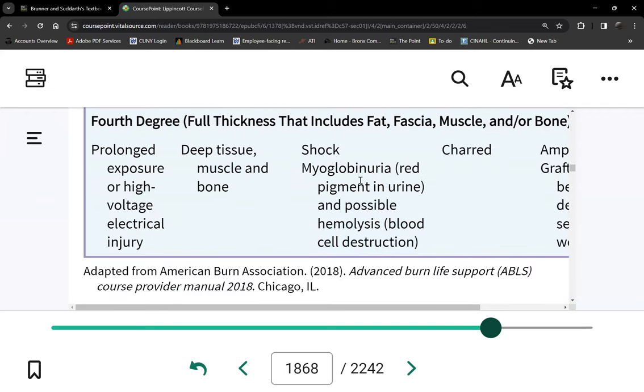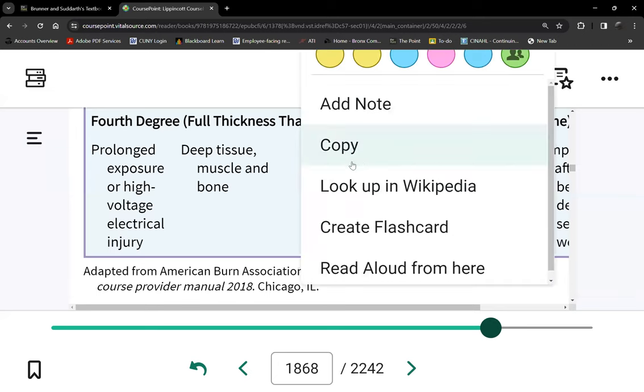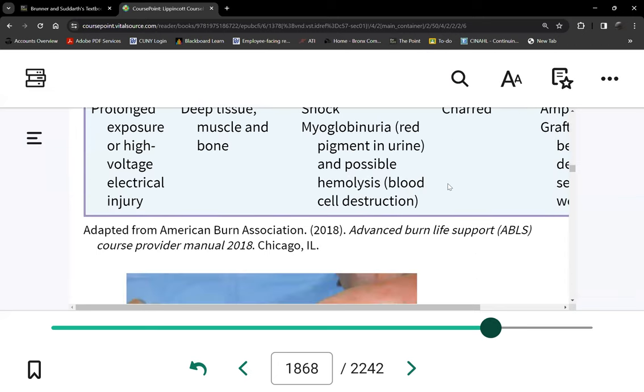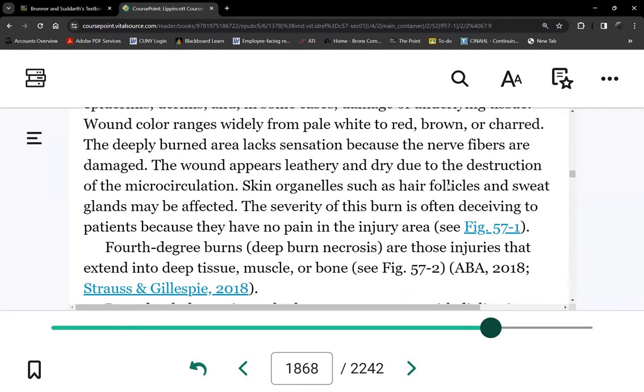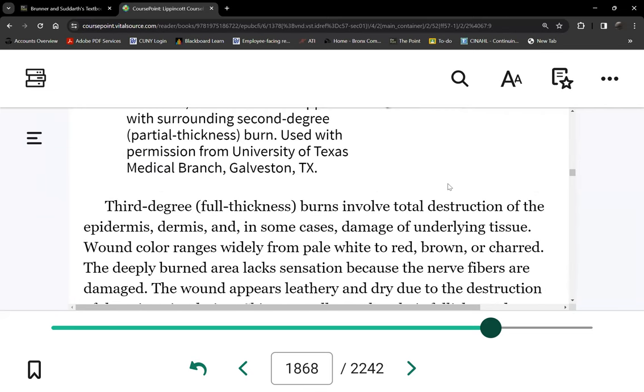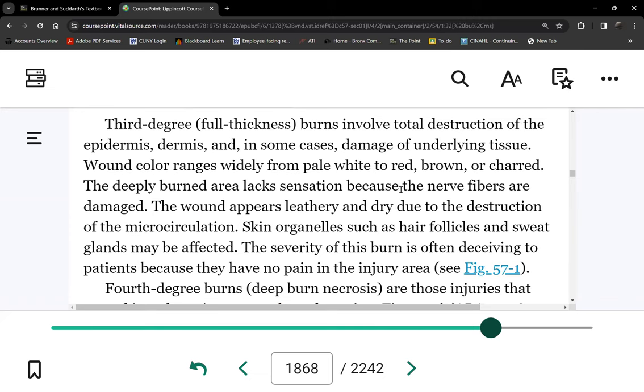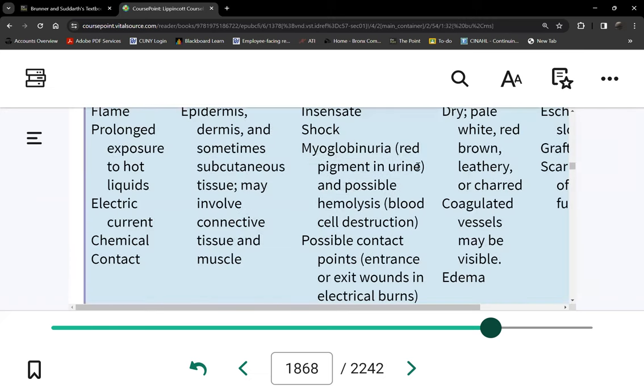Whereas in fourth degree, you can literally see through to the muscle, although it may not necessarily be visible because you may see just charring. Okay? You'll see black. You'll just see soot. And you won't see the muscle or the bone until you remove the burnt tissue. Any questions? Or I can go to pictures. I can use a picture on your test question. Like I said, I can grab the description from the paragraph because I'm very limited here in the table.